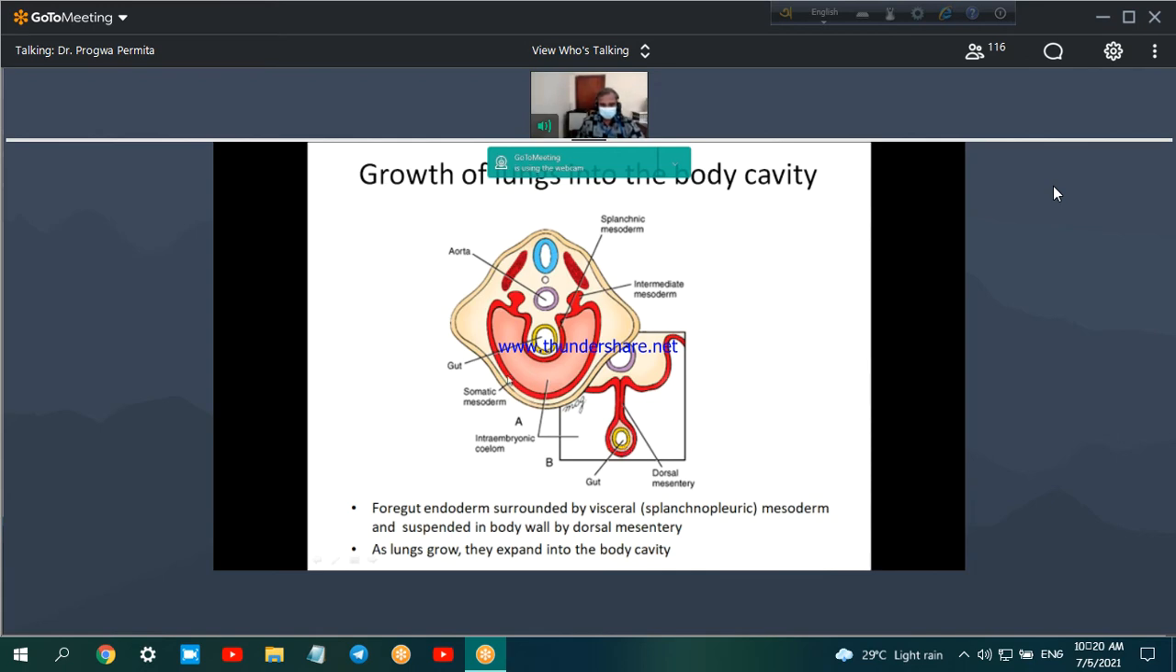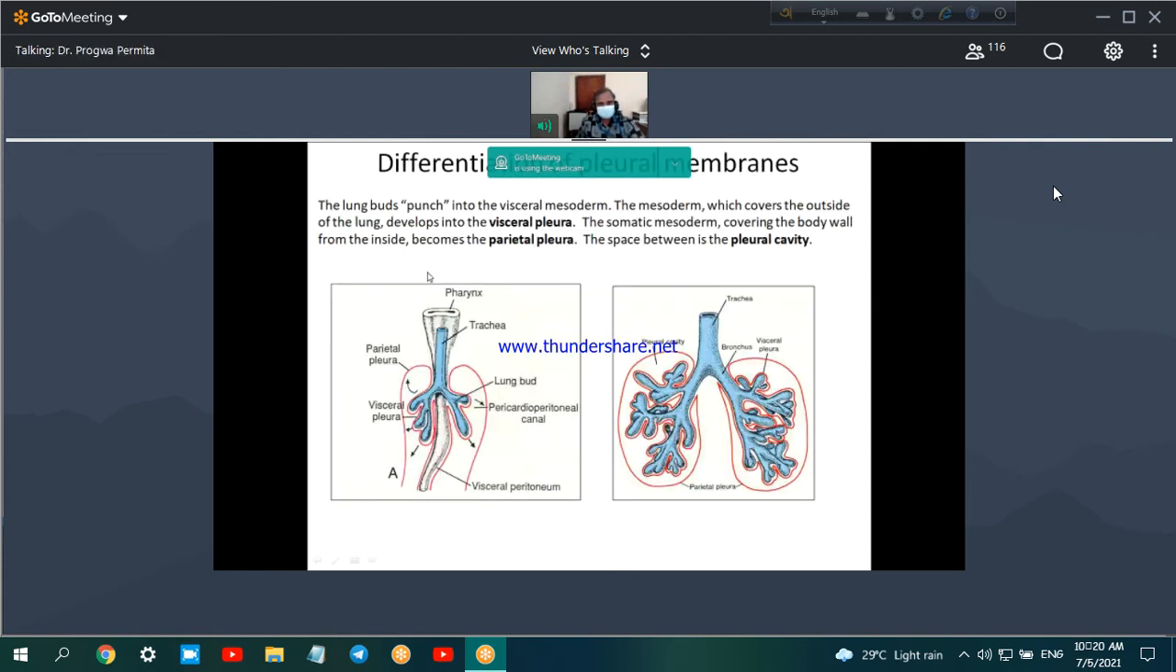As the lungs grow, they expand into the body cavity. The lung buds push into the visceral mesoderm.